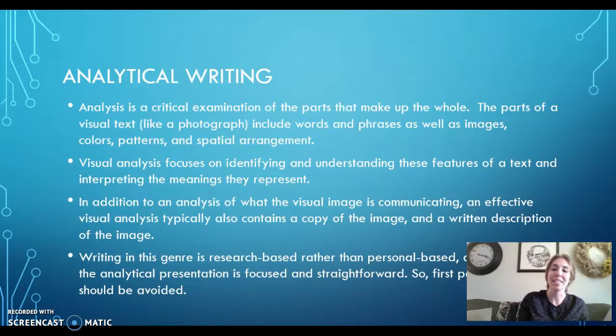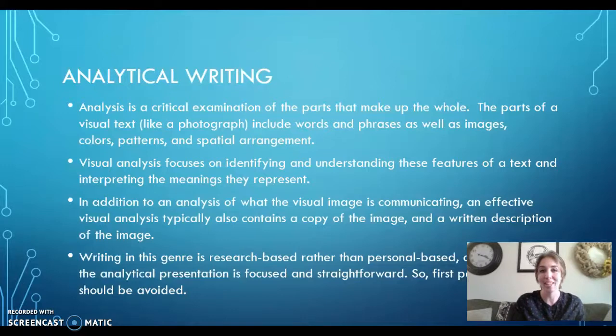Analytical writing is a critical examination of the parts that make up the whole, and analytical writing is going to form the basis of what we'll be spending most of our time on this quarter. The parts we'll be looking at in Peter Menzel's Hungry Planet book include words and phrases as well as images, colors, patterns, and spatial arrangement. We're going to have to look at all of those elements in order to successfully analyze how a person intentionally makes choices to communicate a message within a visual text. Visual analysis focuses on identifying and understanding these features of a text and interpreting the meanings that they represent.